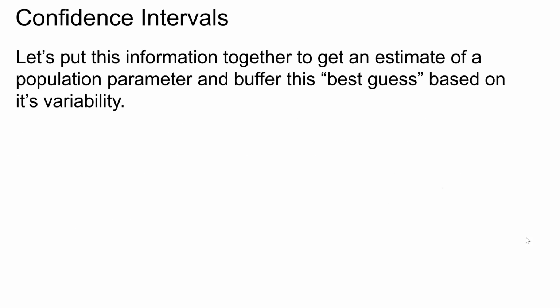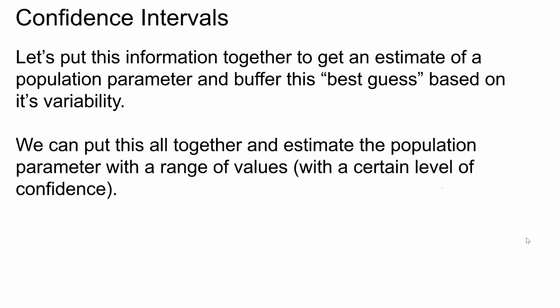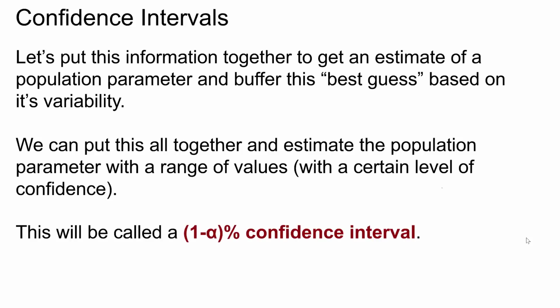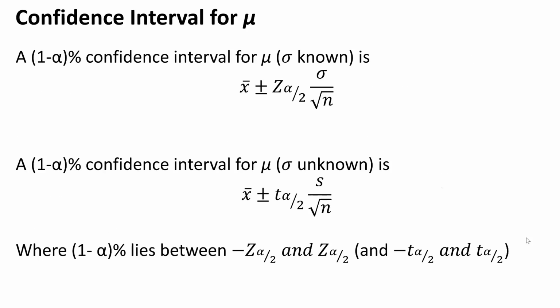So let's put this information together to get an estimate of the population parameter and buffer this best guess based on the variability of the statistic. So we're going to use the statistic as our best guess at the population parameter, and we know it's going to be off by a little bit in general, so we're going to buffer this best guess with a range of values. So we can put all this together and estimate the population parameter with a range of values with a certain level of confidence, and this is going to be called our 1 minus alpha % confidence interval.